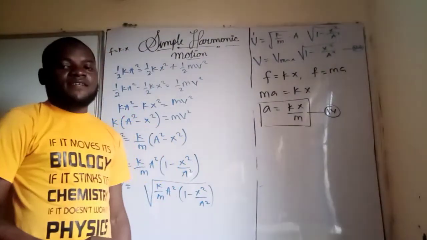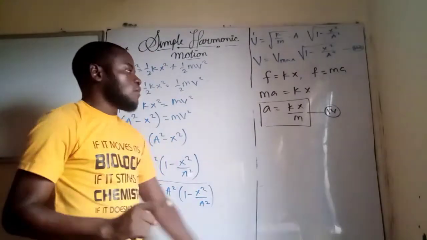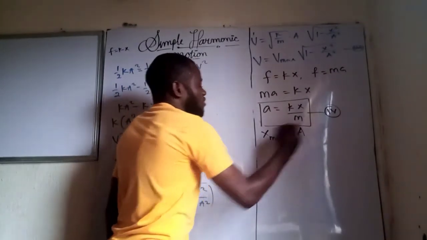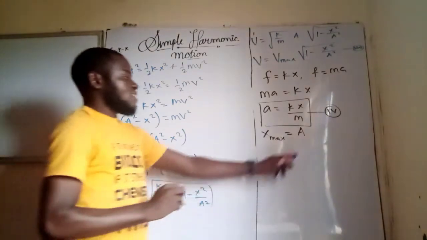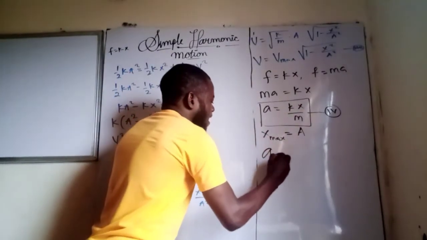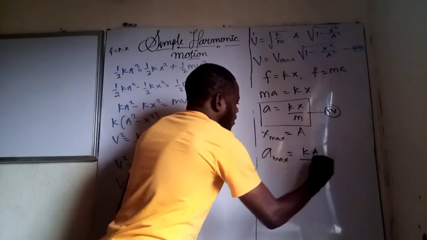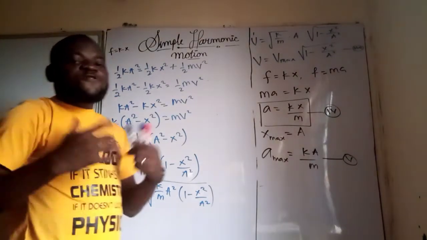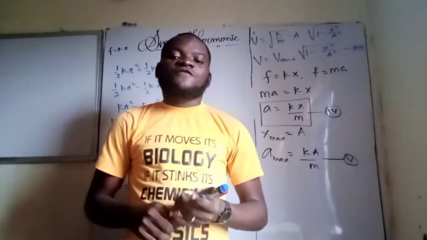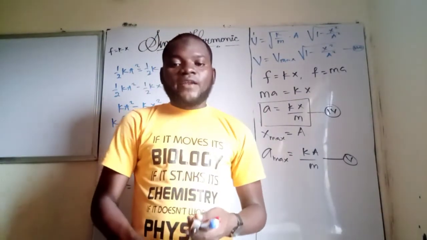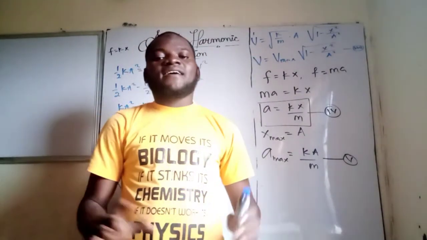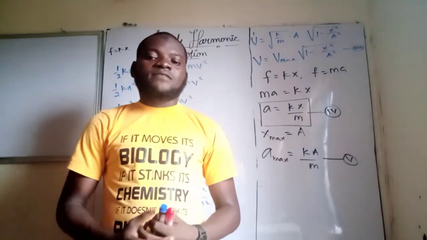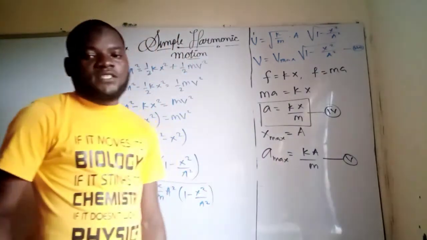But what of maximum acceleration? Acceleration is said to be maximum when the displacement is maximum, and when the displacement is maximum it is equal to the amplitude. Hence, if I put this in place of this, maximum acceleration is ka over m. And this is equation 5. Now, you will all agree with me that we can calculate the velocity of the body, the maximum velocity, acceleration at every instance, and maximum acceleration. If that should be the case, let's talk about the period and frequency of this body.